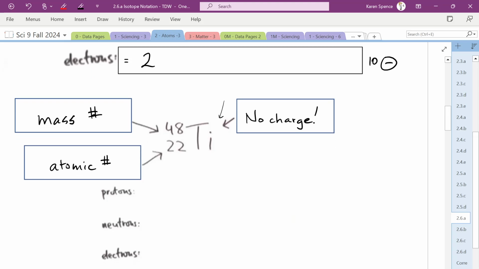So given that information, can you figure out how many protons we have? Do you know which number is the protons, Nick? Is it the mass number or is it the atomic number? The atomic number, yes. Okay, so the atomic number is the number of protons, so that's equal to 22 protons. Everybody tell your partner, how do you calculate the number of neutrons?